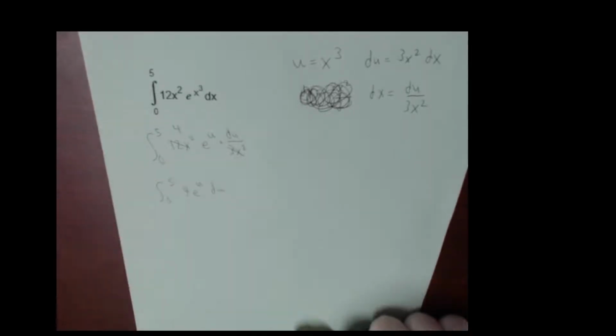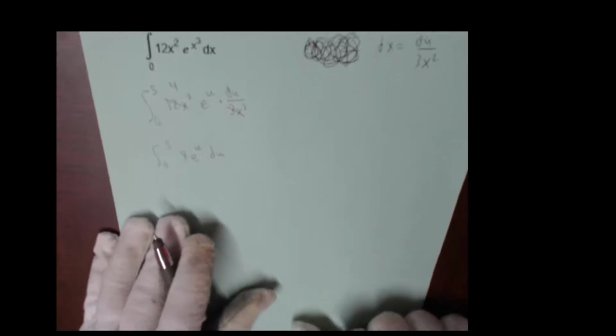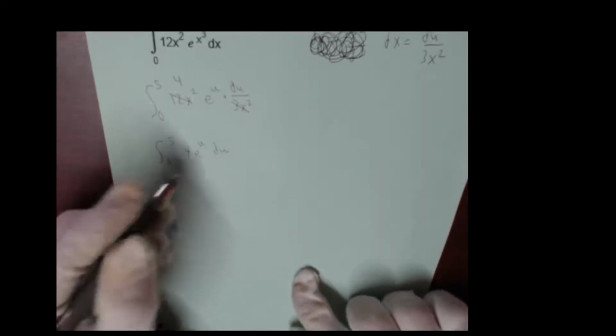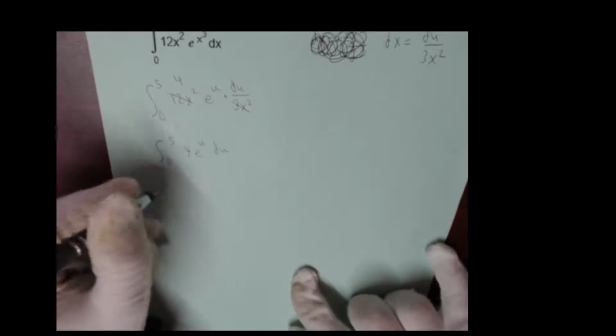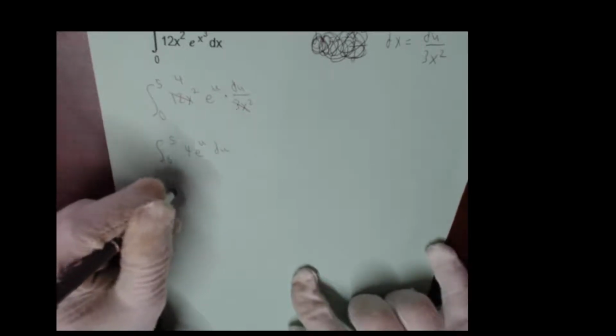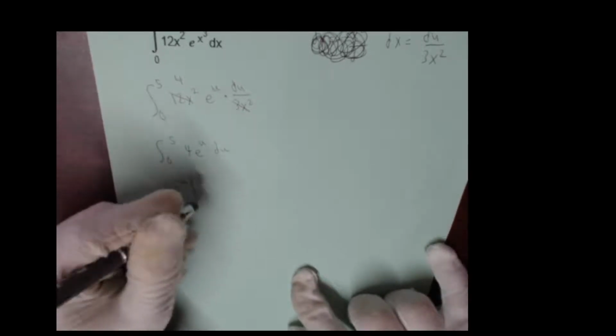All right? Hopefully all of that makes sense. I went through that kind of quickly. Feel free to rewatch it if you need to. So let's go ahead and take the integral of that. And the cool part is the integral is just the integral. So we just get 4 e to the u, evaluated from 0 to 5.